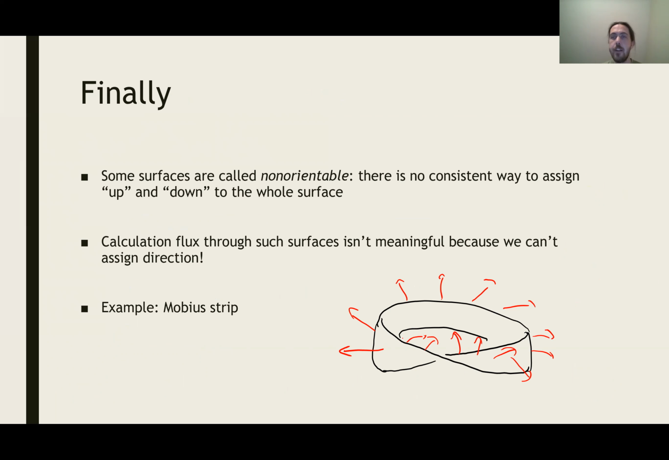This means that calculating flux through these surfaces isn't really that meaningful because we can't consistently assign direction. It doesn't mean anything to say that this is flowing upwards or downwards for the Mobius strip because the Mobius strip doesn't have an upwards or downwards. We don't typically encounter this type of problem, but it's something to be aware of. We need to have a consistent orientation for the entire surface to have a meaningful answer for a flux integral.